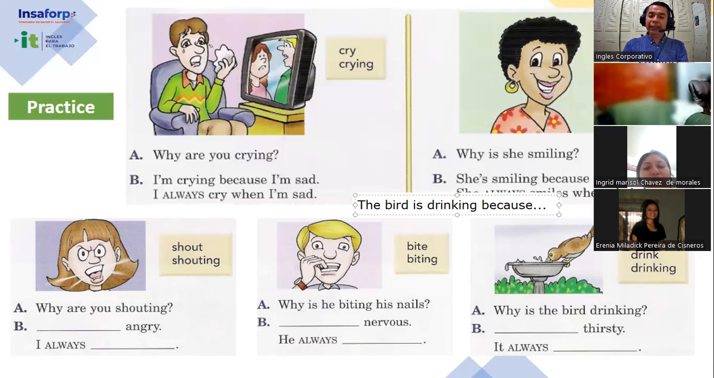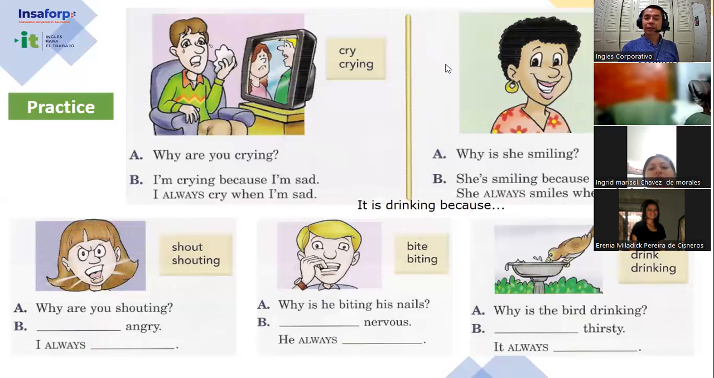Okay. But you can say the bird is drinking, or as a substitution for the bird, you can say it because it's an animal, right? It is drinking. Listen, Ingrid. It is drinking, or the bird is drinking. But you cannot say the bird eat. No, right? Because we would be using a double subject. You can use either the pronoun or the noun. In this case you can say the bird or you can say it. One of the two, but not both, okay? Okay, Erenia, ready? Ingrid, sorry, ready? The bird is drinking.